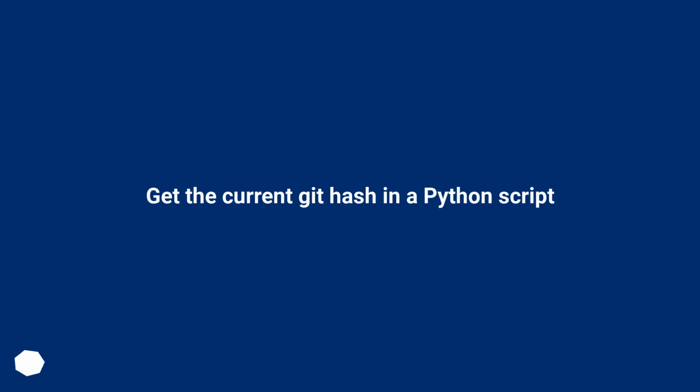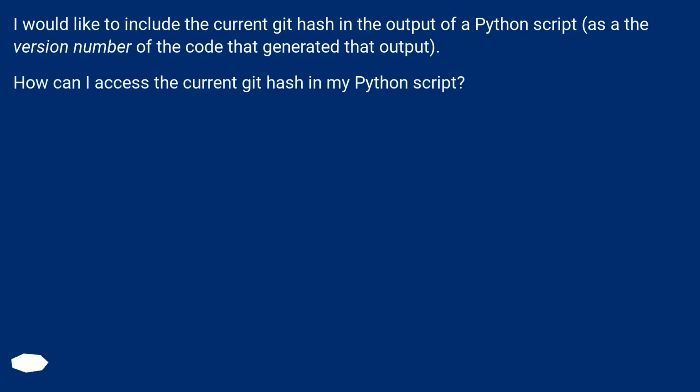Get the current git hash in a Python script. I would like to include the current git hash in the output of a Python script, as the version number of the code that generated that output. How can I access the current git hash in my Python script?